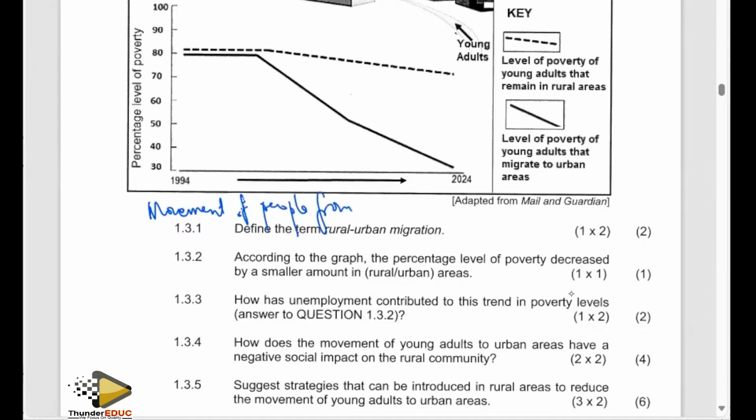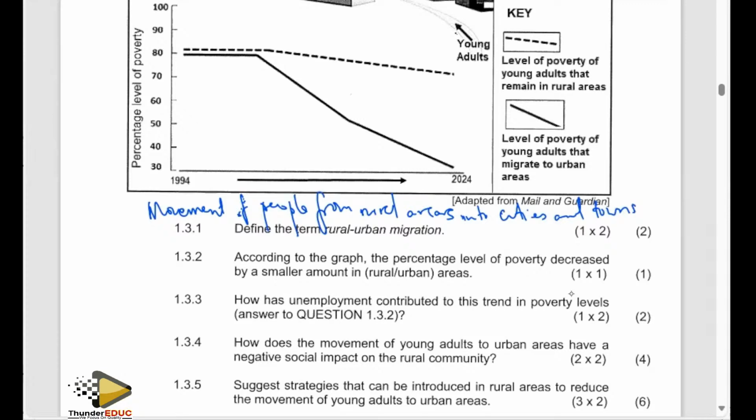from the rural areas into cities and towns. That's basically the idea of rural-urban migration. Someone is moving from a rural area going to an urban area. And what is an urban area? Referring to cities and towns. So basically, that's the movement of people from rural areas or the countryside into cities and towns.